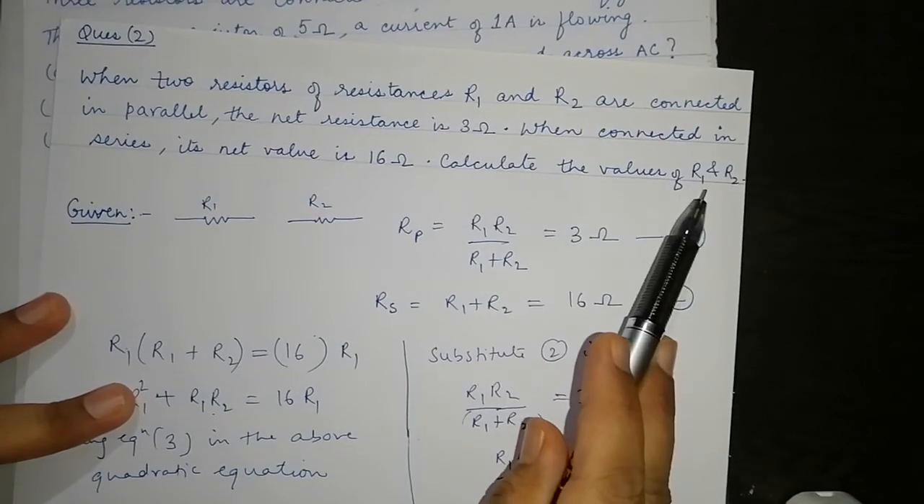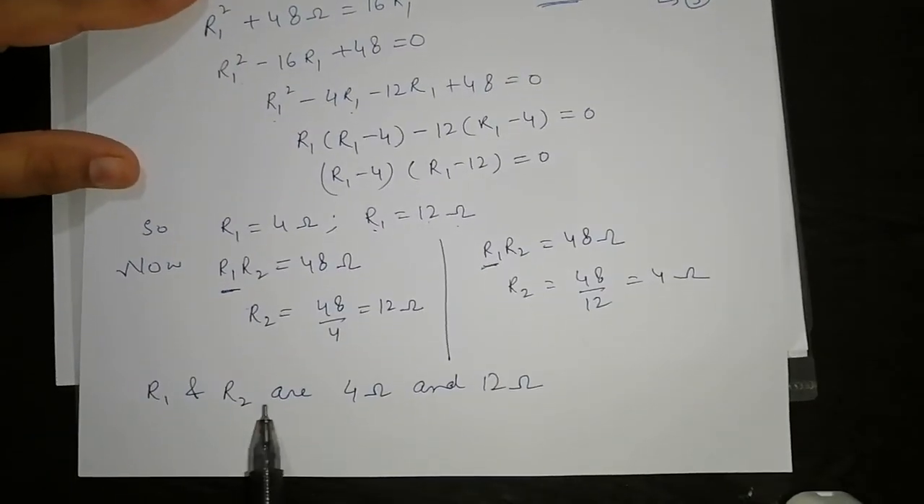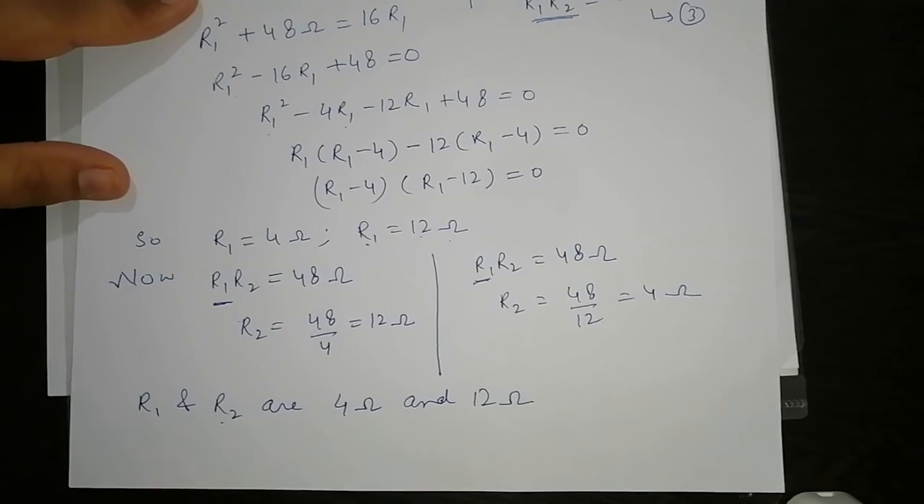Calculate the value of R1 and R2. So R1 and R2 are 12 ohm and 4 ohm.